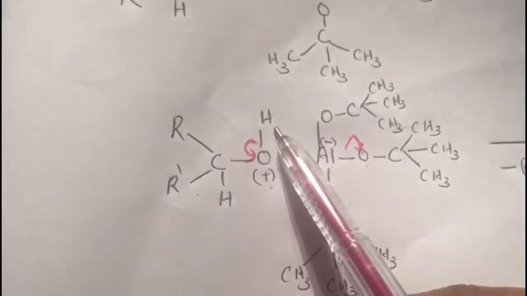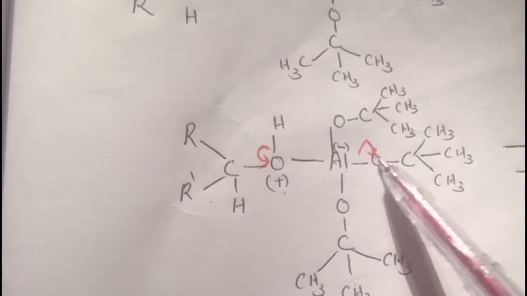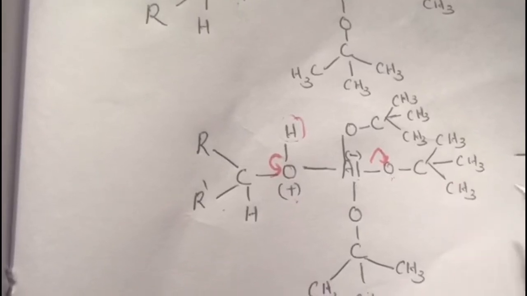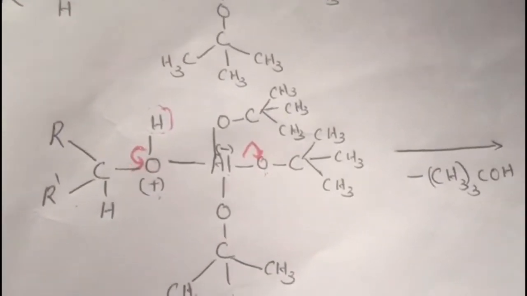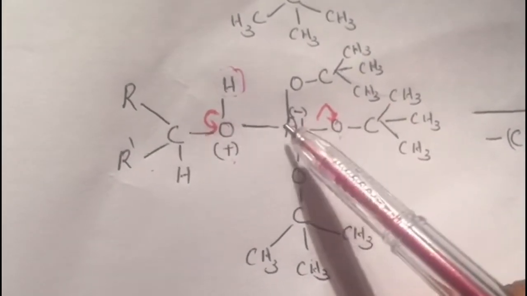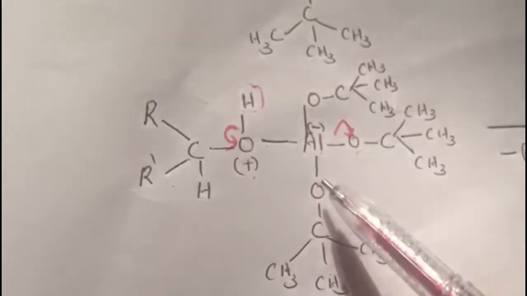Then here this O+H will remove as H+ and that will donate the electrons to this oxygen. So the product will be (CH3)3CO minus. This O minus will take this H+ and form (CH3)3COH as one of the products. So just see here again, aluminium has negative charge, so some bond should be broken. But this bond cannot be broken because if you break this bond it will be the same as the starting compound. So any one of these three bonds will be broken.